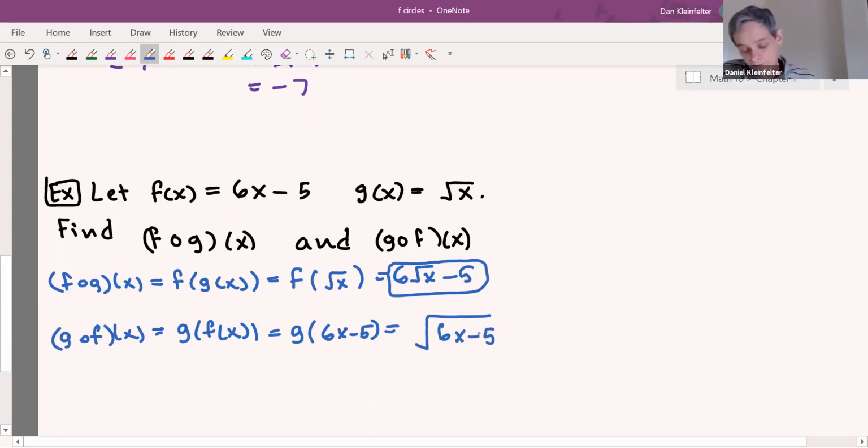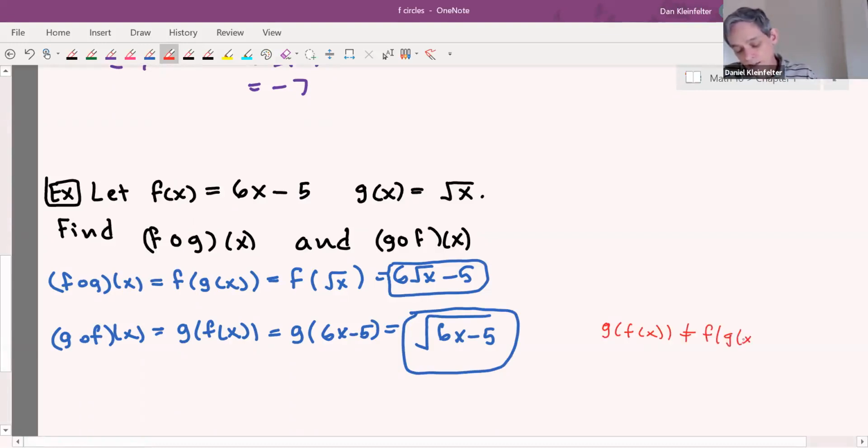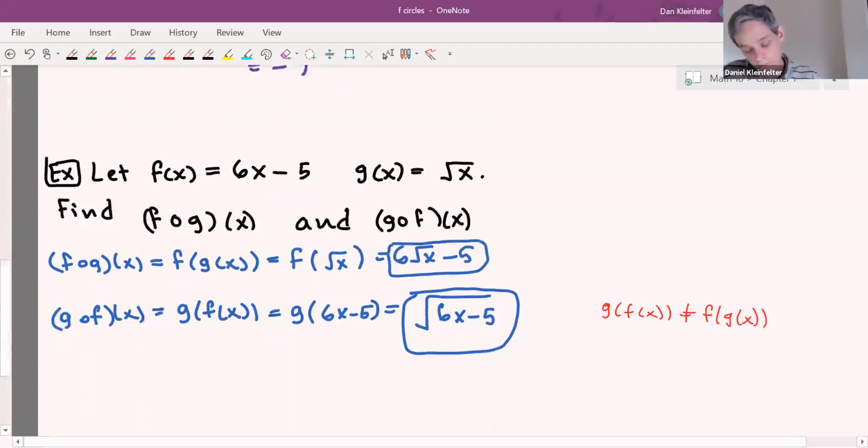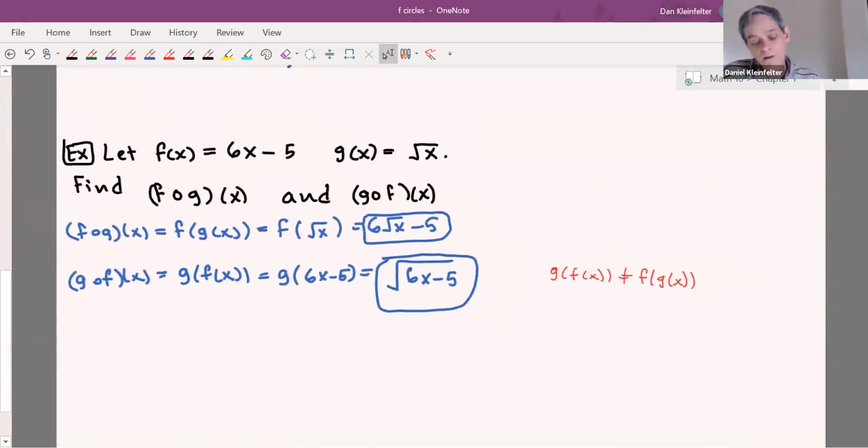Those two are different, right? So this example illustrates that in general, g of f of x is not necessarily f of g of x, right? You could say that function composition is not commutative, if you like. Okay, so a couple of examples where we've formed the composition of two functions.